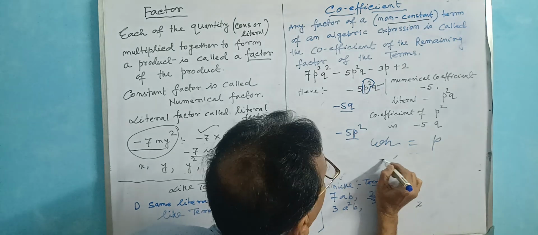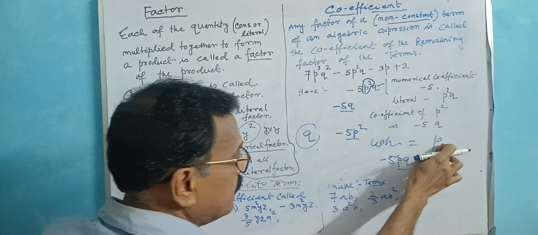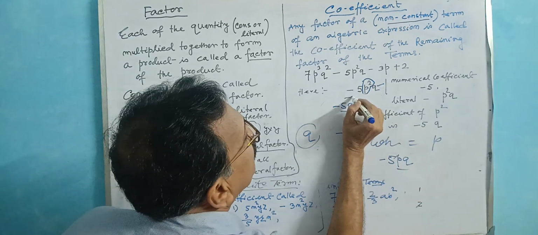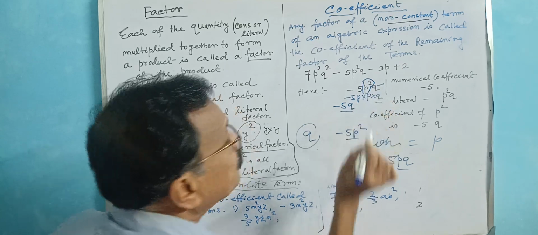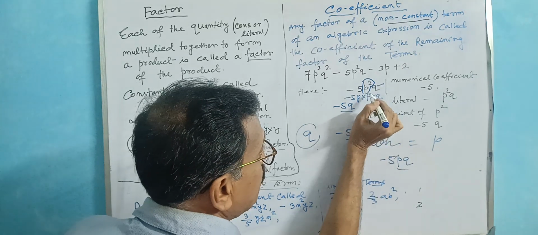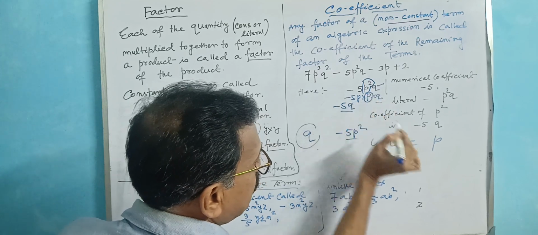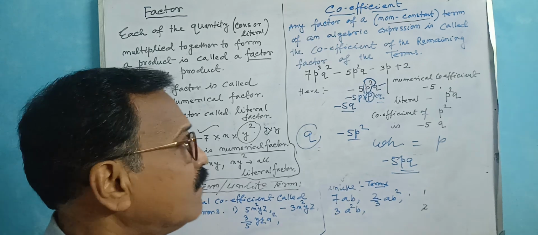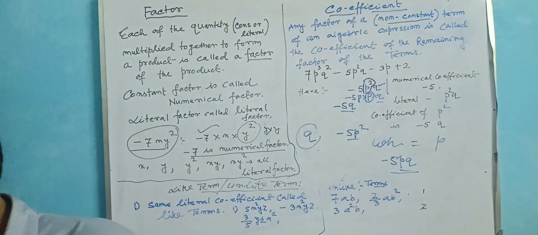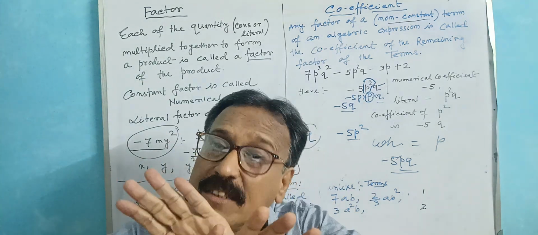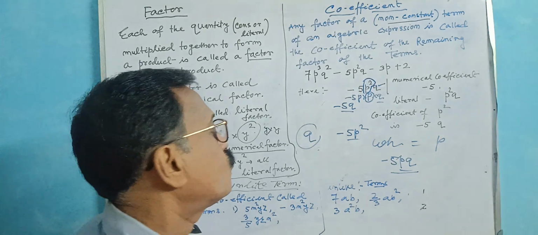Actually minus 5pq, because there is p square, one p is out. Actually, this is minus 5p square means p into p into q. So what is the coefficient of p? So what is the remaining? Minus 5pq. Clear? So that is the very important thing of the coefficient. What is coefficient? Which one you take? What is the remaining part? That is the coefficient.